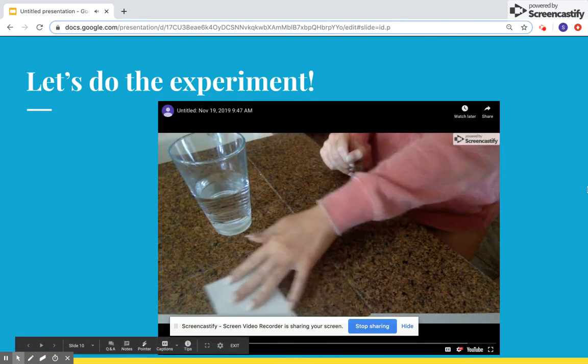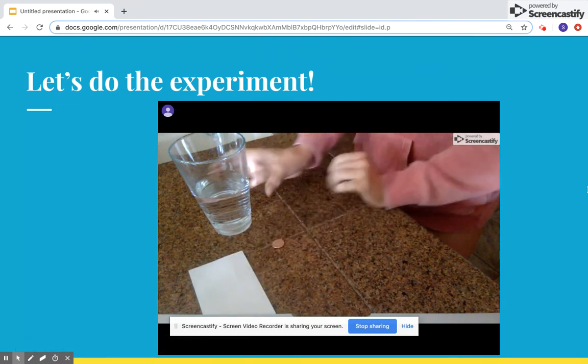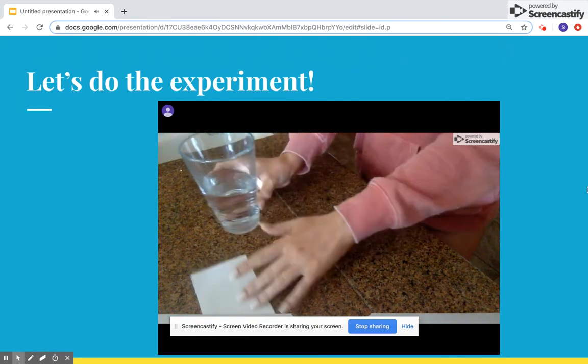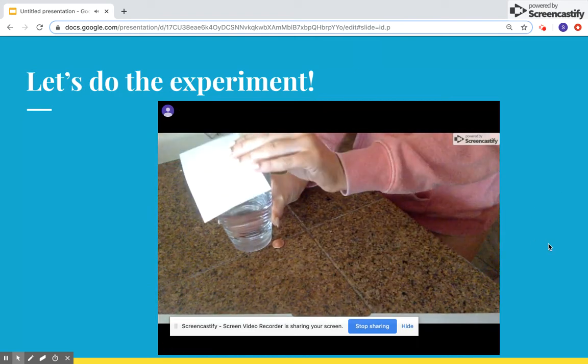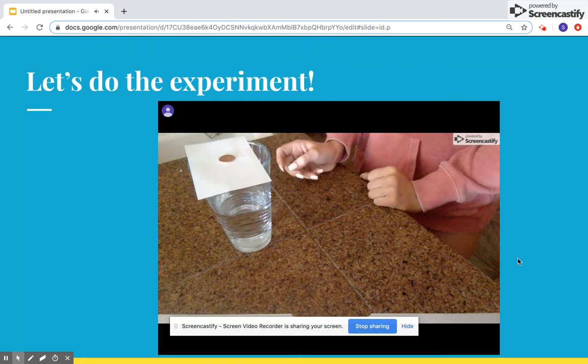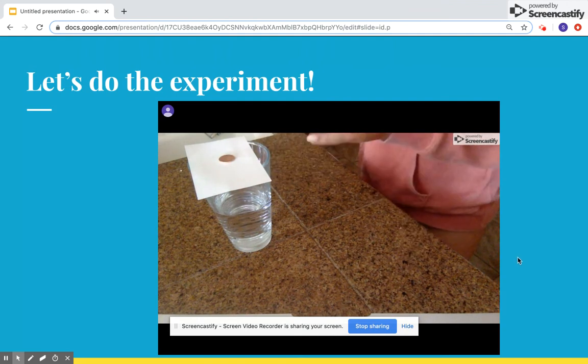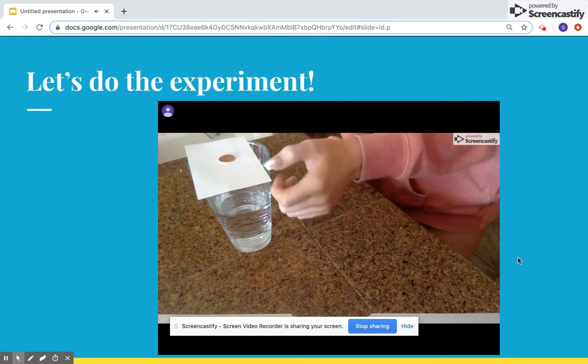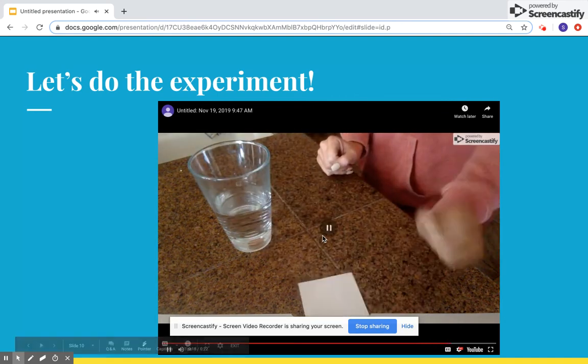So we have our note card here, our penny, and a glass half full. So we will put our note card on top, our penny here. Right now we can see that the penny is still. Now what happens if we take the note card out?